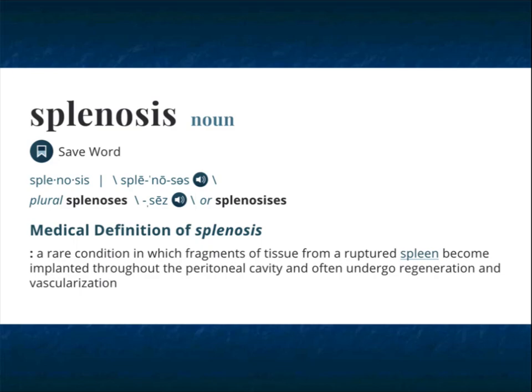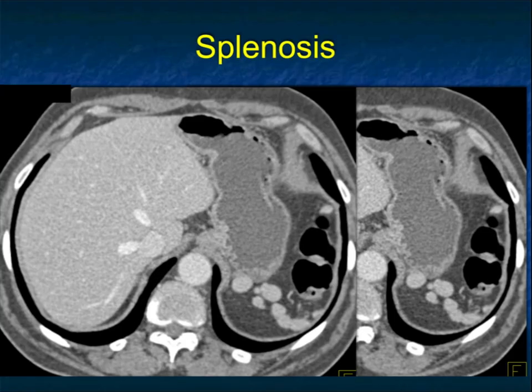Here's the medical definition. I like this. A rare condition in which fragments of tissue from ruptured spleen become implanted throughout the peritoneal cavity and often undergo regeneration and vascularization. A very nice definition. Here's a nice example. Now remember, splenosis, there are often multiple splenules present. You can see here. Often they're variable in size. There's one up here as well.